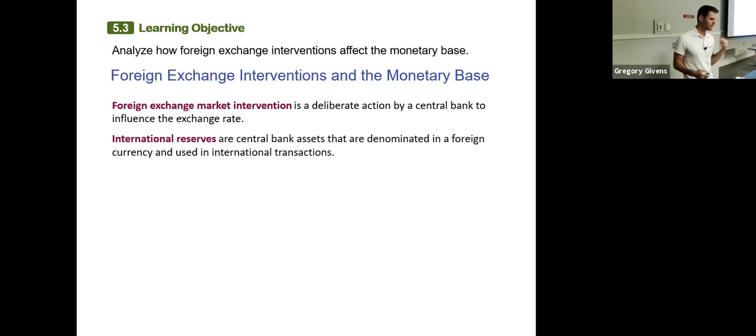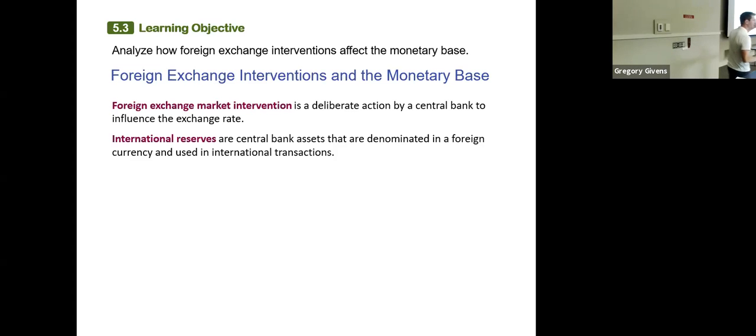Okay, so how exactly does a central bank intervene in the foreign exchange market? Well, it's going to do so by taking actions that affect its holdings of what are called international reserves, okay? International reserves are a central bank's assets that are denominated in a foreign currency, and they are frequently used in these international transactions that I speak of.